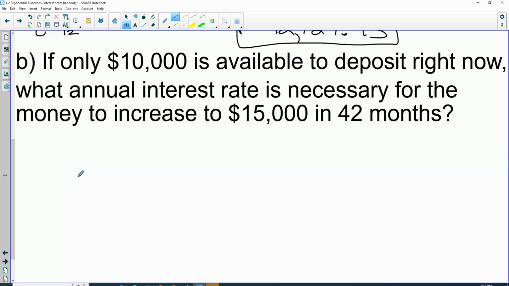What if I don't have that much? What if we only have $10,000 right now? What annual interest rate is necessary for the money to increase to $15,000 in 42 months? So we're still talking about the same formula. What is the 10,000?